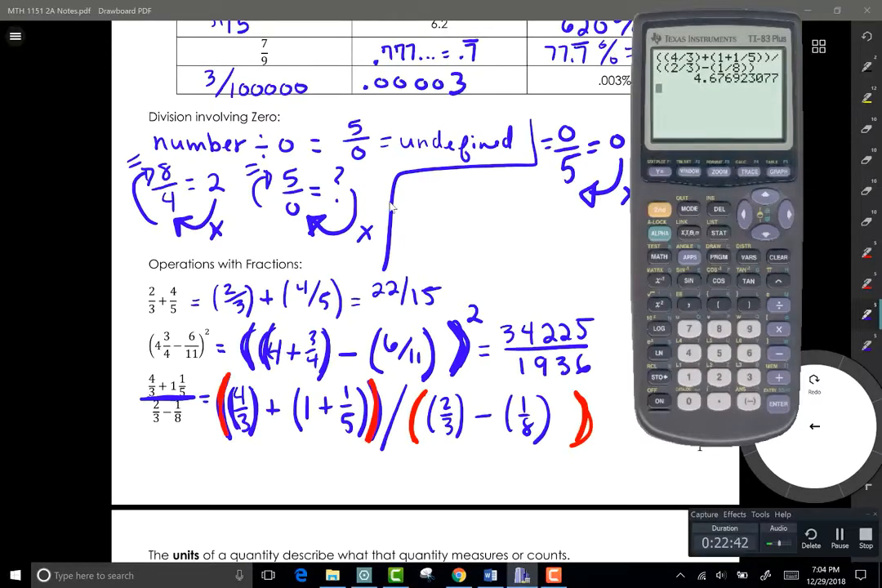Okay, so there's our decimal value for that expression, 4.67, and then it keeps going on. And then we're going to change it back to a fraction to get the exact value and not a rounded decimal. And it's 304 over 65.